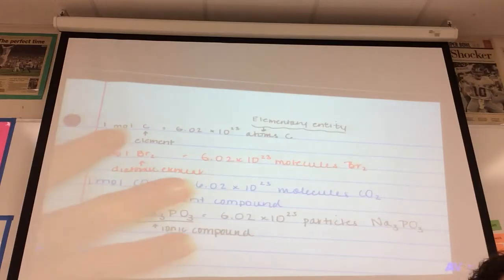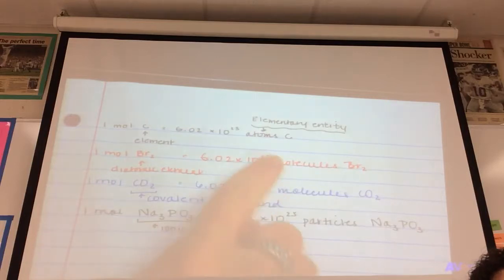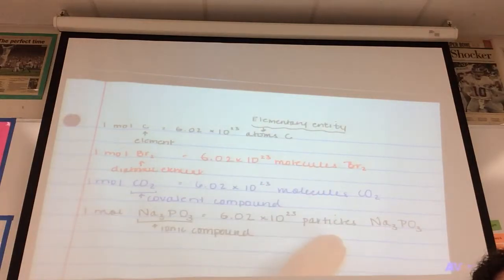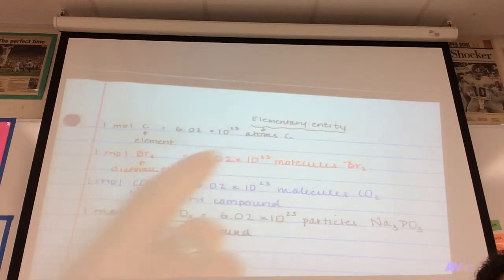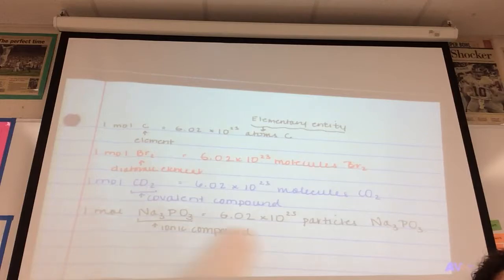So 1 mole of anything is equal to Avogadro's constant. This is an equivalency that you can easily establish, and once you've established this equivalency, you can use it to make simple conversions. Questions on this equivalency where 1 mole of anything is equal to Avogadro's constant? The only difference is the unit right here. For an element, you're going to have atoms. For a diatomic element or a covalent compound, you'll have molecules. For an ionic compound, you'll have particles.